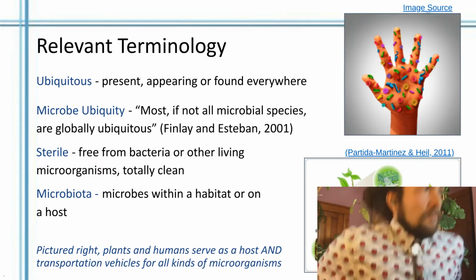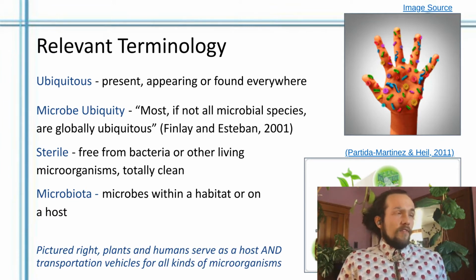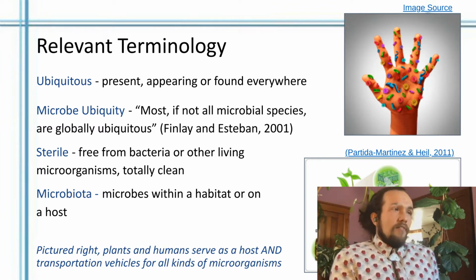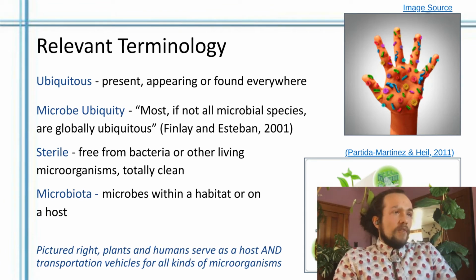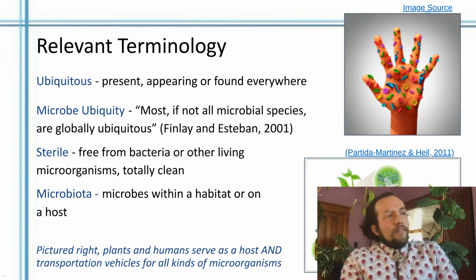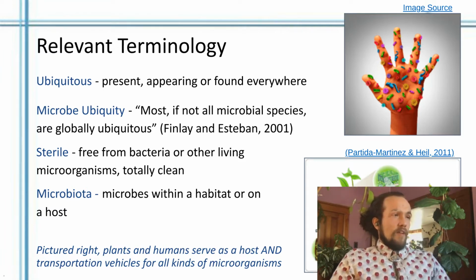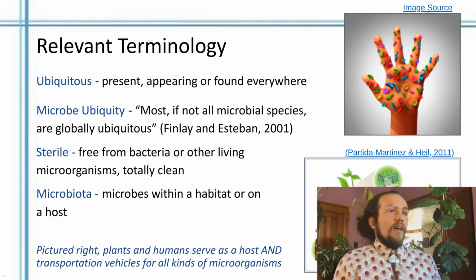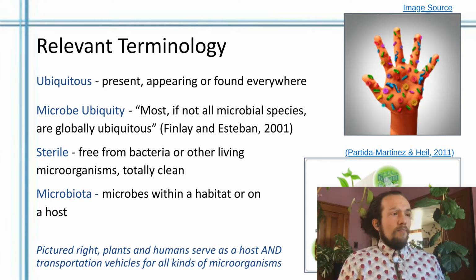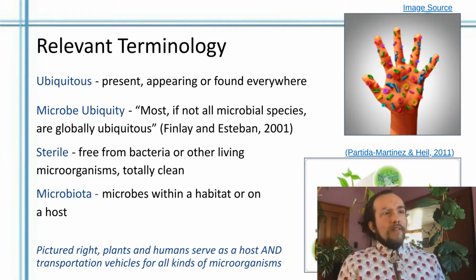So some terms that I want to define before we get into the presentation. The word ubiquitous: again, that's just present, appearing, or found everywhere. Microbe ubiquity in this presentation is about how most, if not all, microbe species are globally ubiquitous. Sterile in this context is free from bacteria or other living microorganisms, so totally clean. And microbiota is just a fancy term for all the microbes within a habitat or on a host. We can see on the right side of the slide that both our bodies, here showing a hand, and plants are vessels, transportation vehicles for microorganisms. So it's really hard to keep things sterile when they're living on and within us.